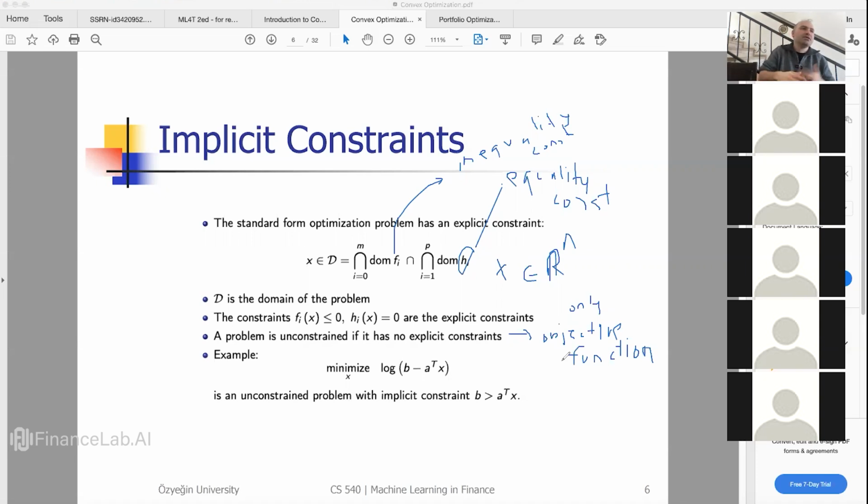However, depending on the function in the objective, there might be implicit constraints as well. For instance, if you want to minimize over x the logarithm of b minus a transpose x, then since the logarithm is only defined for arguments greater than 0, b should be greater than a transpose x. And in this case, this constraint, b greater than a transpose x, is an implicit constraint.